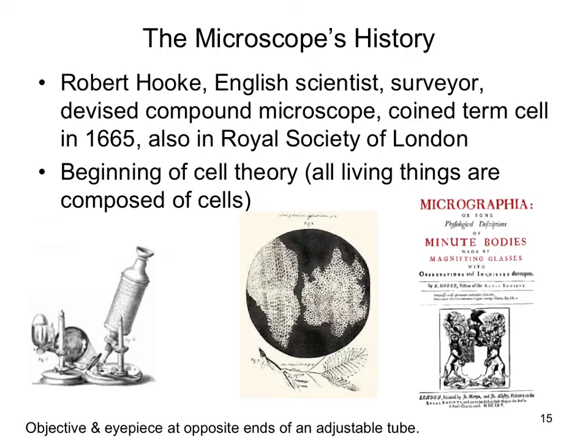And that other fellow's name was Robert Hooke. He was an English scientist and surveyor, sort of a Renaissance man of many trades. He was also a fellow in the Royal Society of London, so he was aware of van Leeuwenhoek's work, and he devised the first compound microscope. Okay, a compound microscope is one where you have both the objective and the eyepiece, and they are located at opposite ends of an adjustable tube.